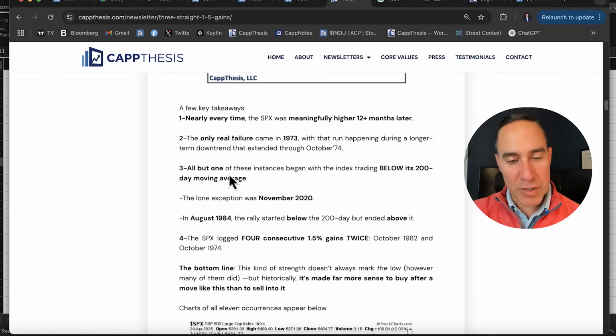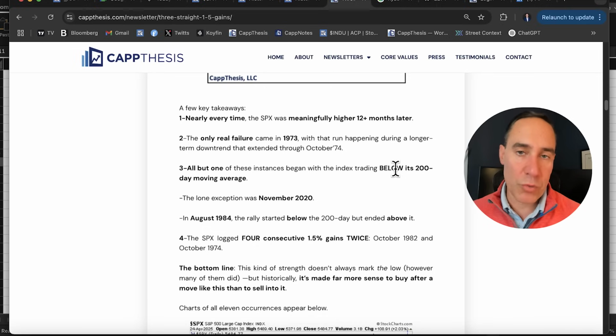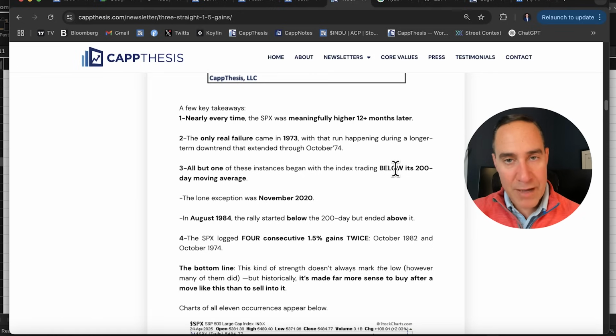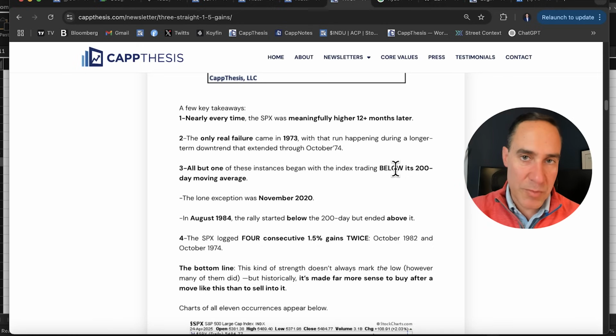But the one that really struck me, and again, I wouldn't know this unless I looked at this on each chart as well, was that all but one of the instances began with the index trading below its 200-day moving average. And if you recall, that was one of the negatives as the S&P was coming back, because it was still trading beneath the 200-day moving average. The last time it undercut it on a long-term basis was in 2022, and that lasted for a long time. But showing this, when you have strong moves after a big downturn occurring underneath the 200-day moving average, it's just a matter of time before the S&P gets back above it.